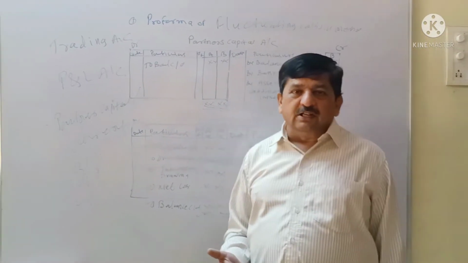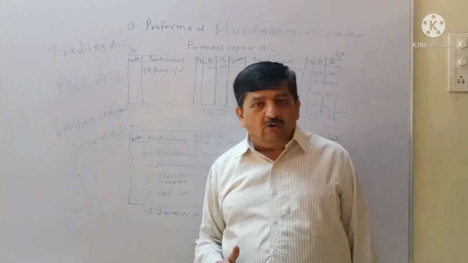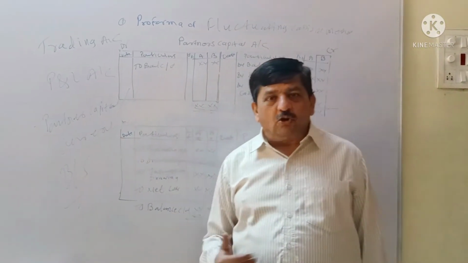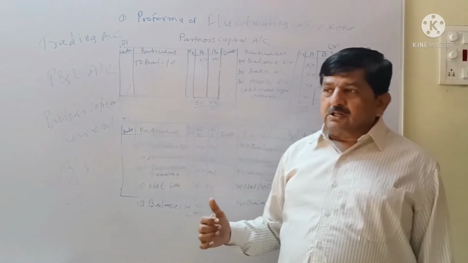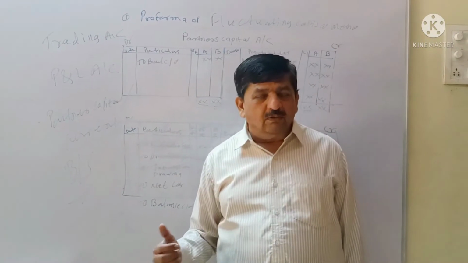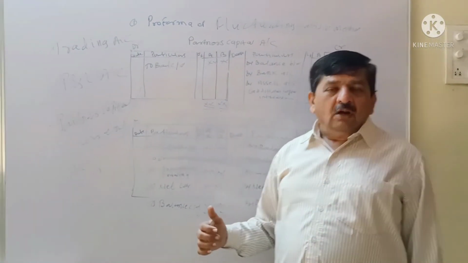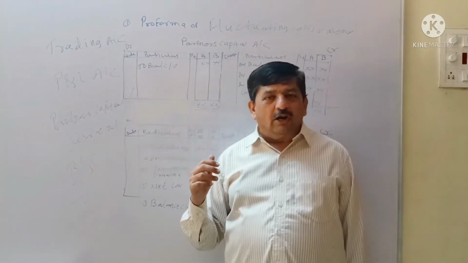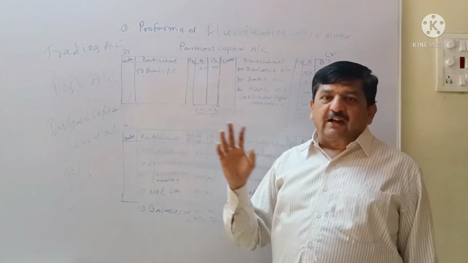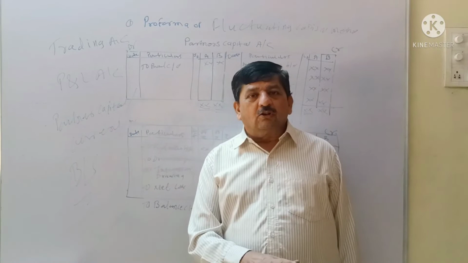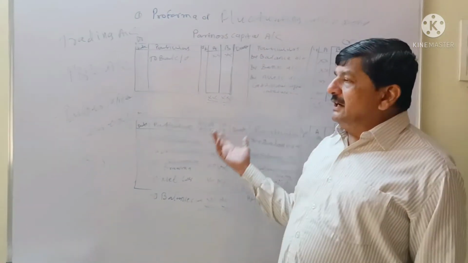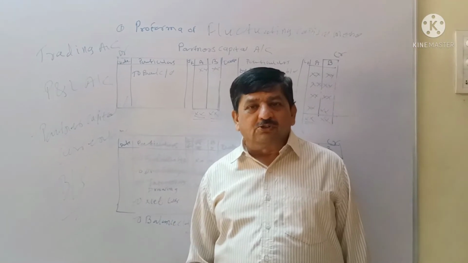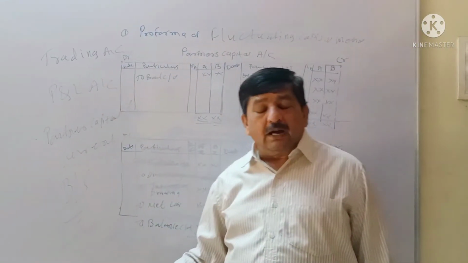So what comes in the debit of trading? To opening stock, to purchases less purchase return or return outward, to wages, to royalty, to import duty, to octroi, to manufacturing expenses, factory rent. All these are taken on the debit side of the trading account. What comes on the credit side? By sales less sales return, by closing stock.